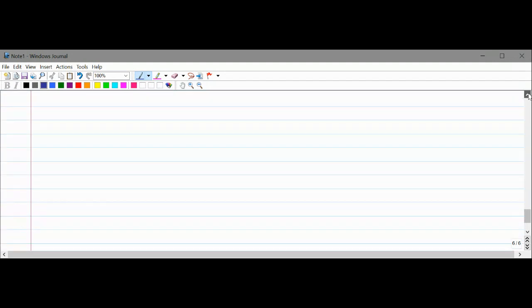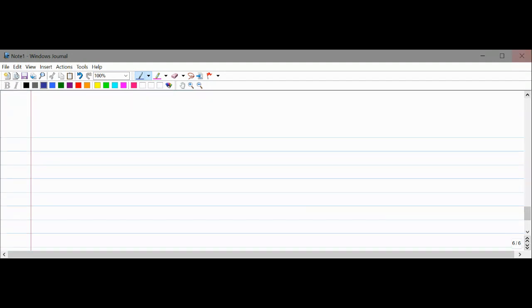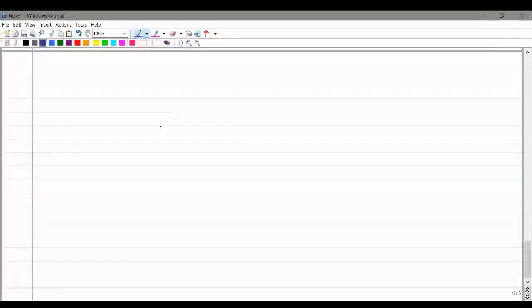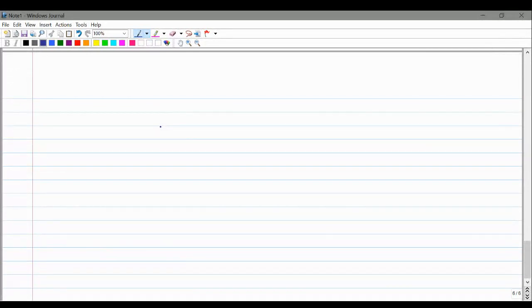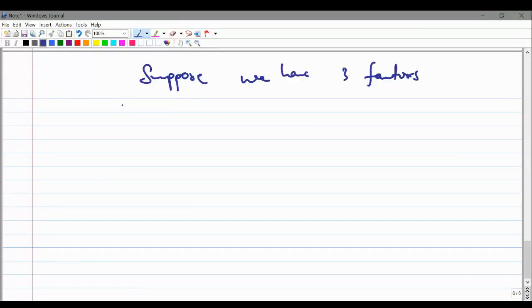Oh, you're able to see the whiteboard, right, Chris? And other students? Yes. So what is happening? What Christopher is saying, suppose we have 3 factors. Your focus is on the degrees of freedom, right, Chris? 3 factors.